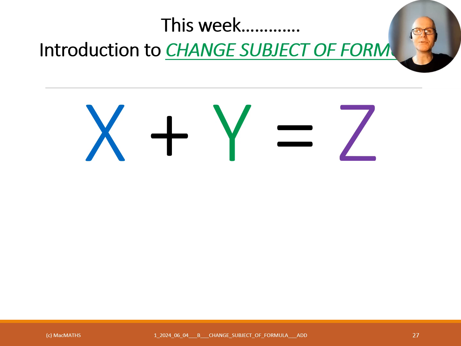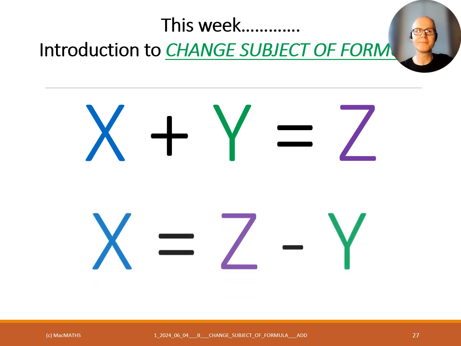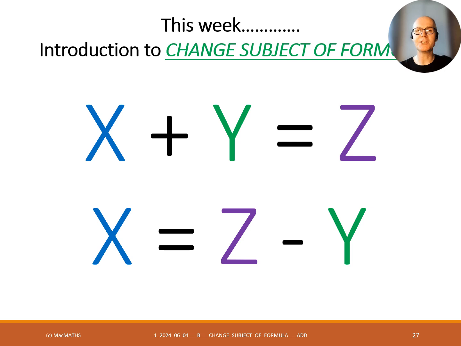X plus Y equals Z is where we're starting from. To change the subject of the formula to X, we end up with X equals Z minus Y. What have we done there? We want it on its own on one side of the formula. In this case, we're going to concentrate on having it on the left hand side of the formula. It doesn't matter whether it's ultimately on the left hand side or the right hand side of the formula, as long as it's isolated on its own.